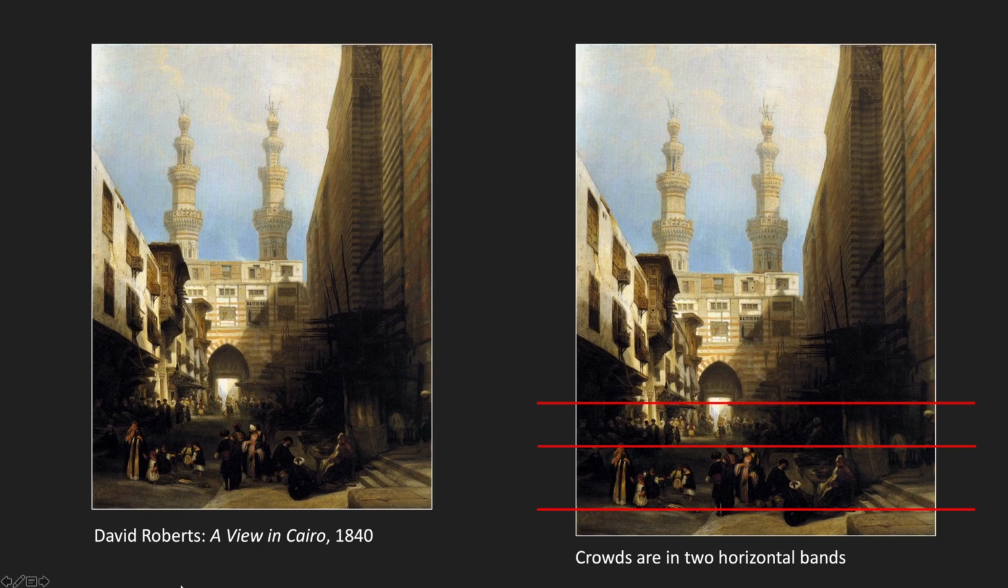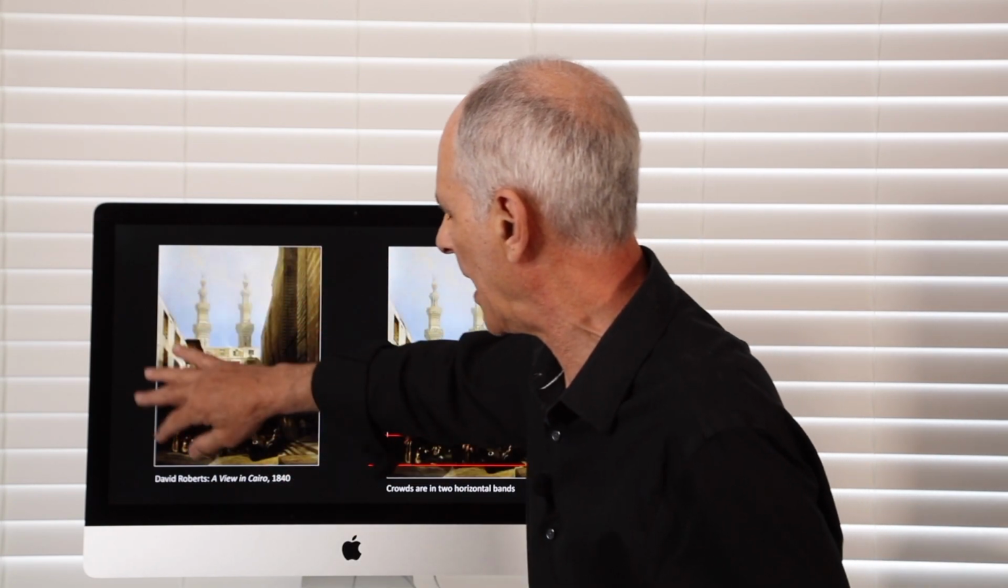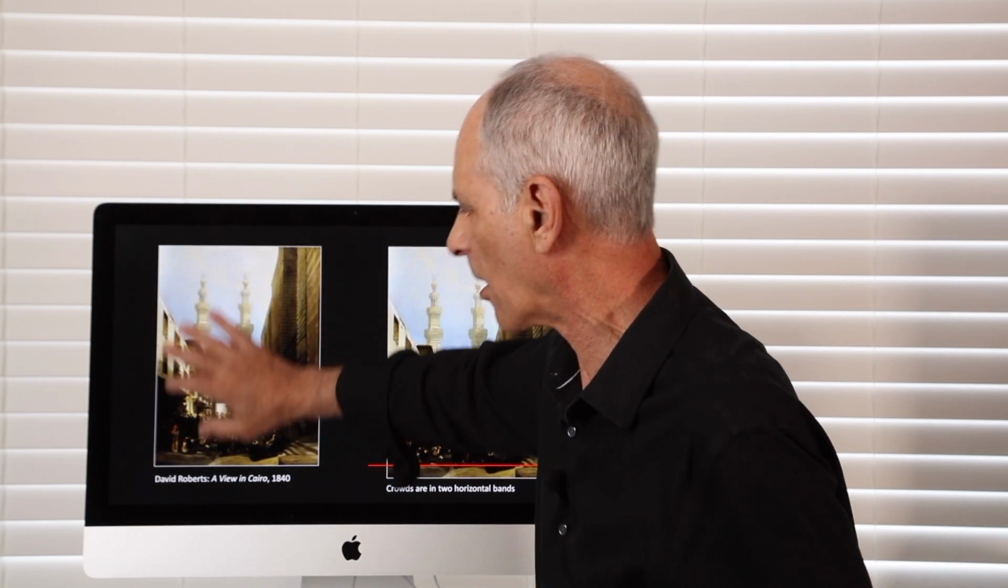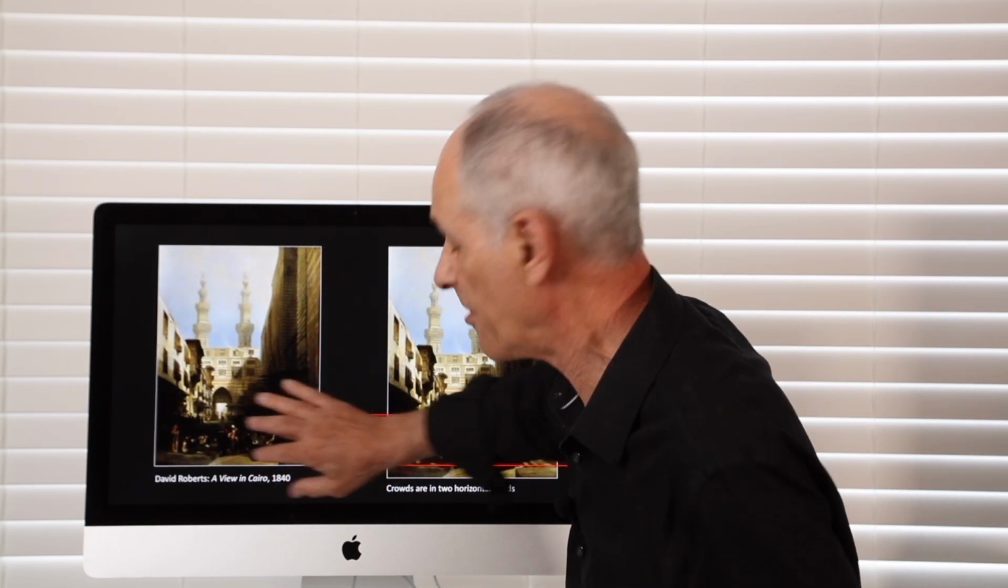Now, if you look at David Roberts' painting of Cairo in 1840, the architecture is dominant. Here are his people, they're in this one little band here, and then off in the distance, they're in this other little band. So he has confined his people to two horizontal bands, just like you would do with foliage in a landscape. They are in a confined space, and he has made his painting such that the architecture still dominates and the people are in their place.